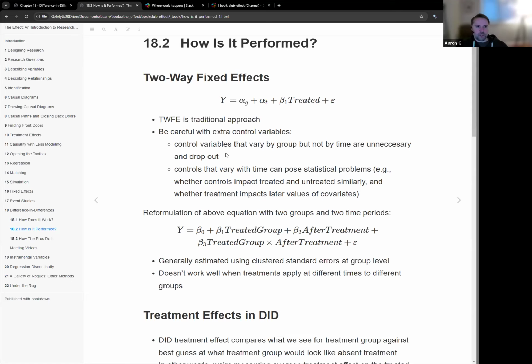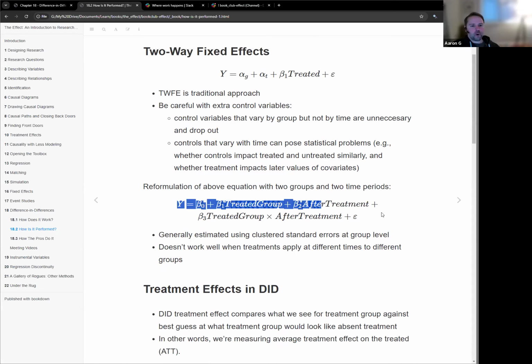But also there could be controls that do vary by time. They can pose statistical problems though. For instance, if these other covariates are impacted by treatment themselves, that can cause some issues in your analysis. So it's just something to look out for.